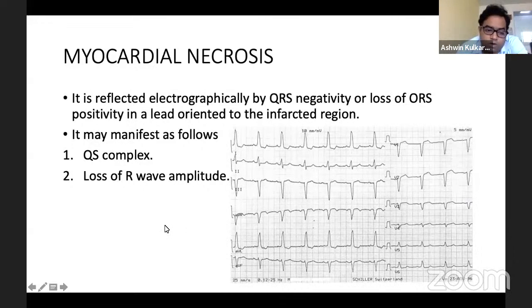So I think by now all of you should know hyperacute MI: tall and wide T waves, ST segment elevation with increased QRS activation time; acute MI with ST changes, T wave inversion and Q waves; and myocardial necrosis, where there is a QS complex and loss of R wave amplitude.